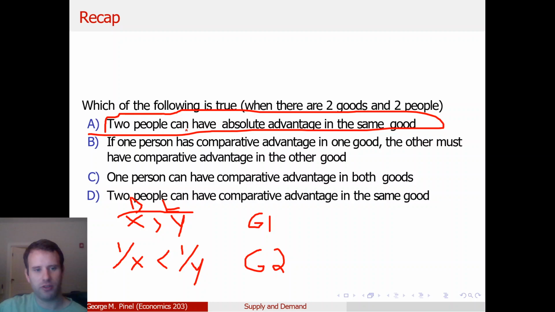One person can have comparative advantage in both goods. No, because I just showed that right here. Two people can have comparative advantage in the same good. No, I just showed that right here. Again, this depends on the opportunity cost has to be different. Okay, but really this is the case. Question B, or answer B.